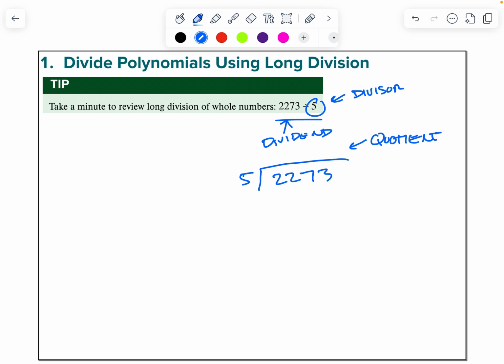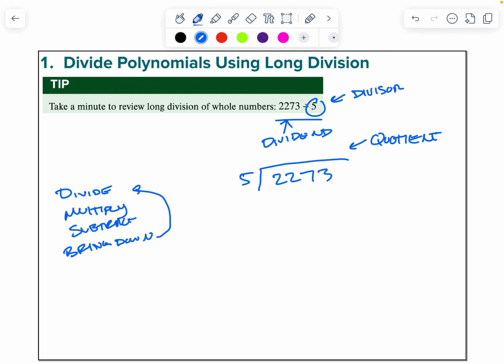And the way that you did this when you were back in 4th, 5th, 6th grade, long division, there was a set of 4 steps. Divide, multiply, subtract, bring down. And you would basically repeat these steps over and over until you got to the end of the problem and there was nothing left to bring down.